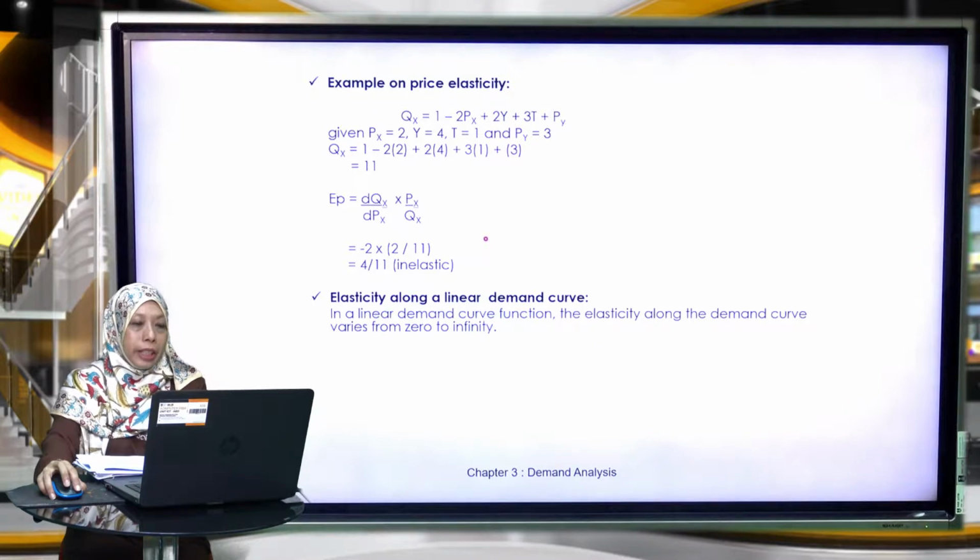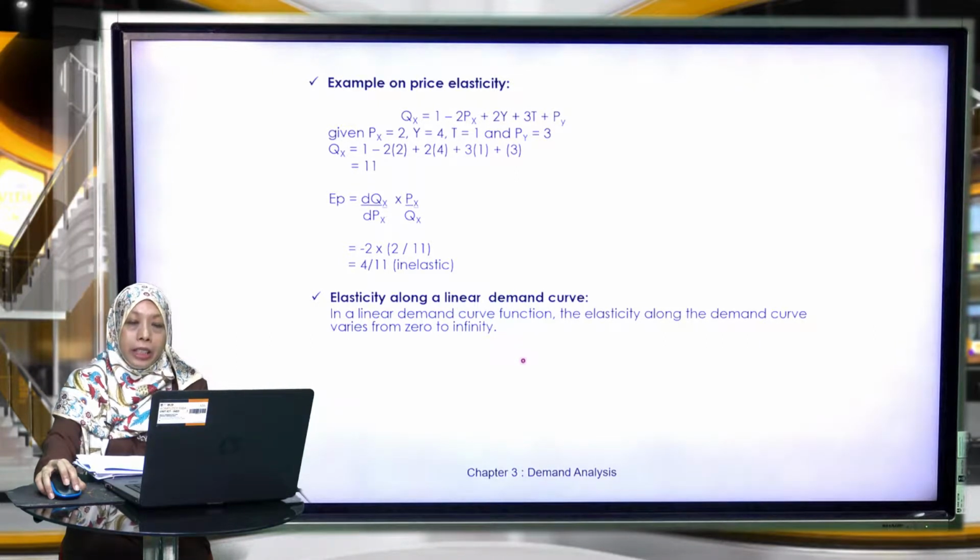So don't worry, towards the end of the lecture, we're going to look at some sample questions that require you to use the point elasticity formula. The next topic that we're going to look at is elasticity along a linear demand curve.